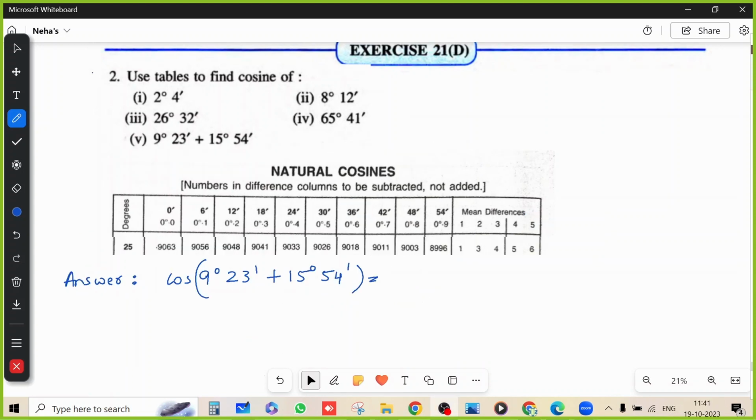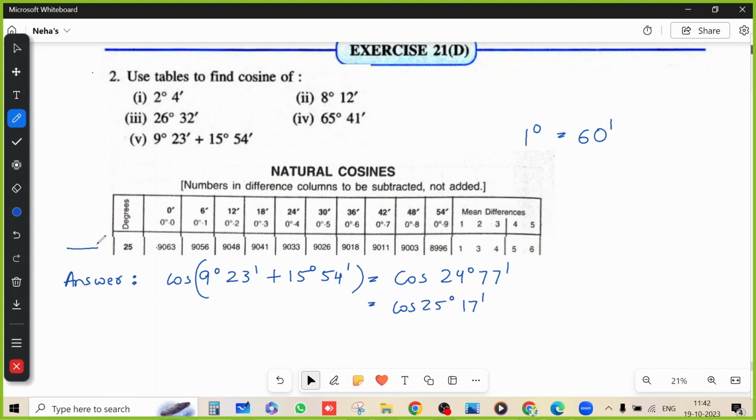The next question is to find the value of cos 9 degree 20 minute plus 15 degree 50 minute. So first we will add these two angles. Sum will give us cos 24 degree 77 minutes. But we know that 1 degree is equal to 60 minutes, so we cannot write minutes greater than 60. So we will convert it into cos 25 degree 17 minutes.